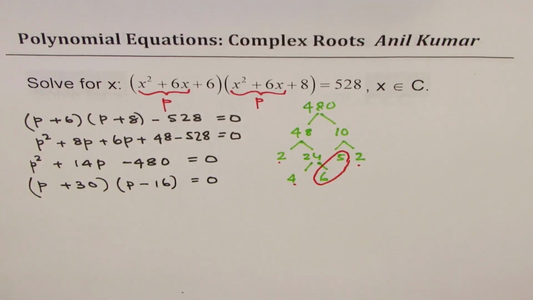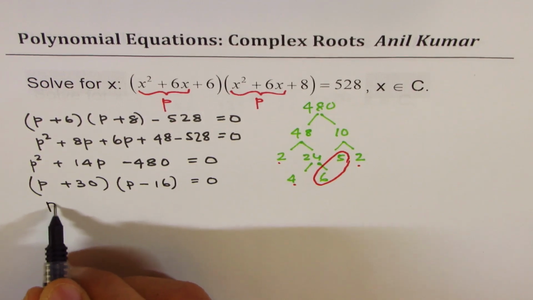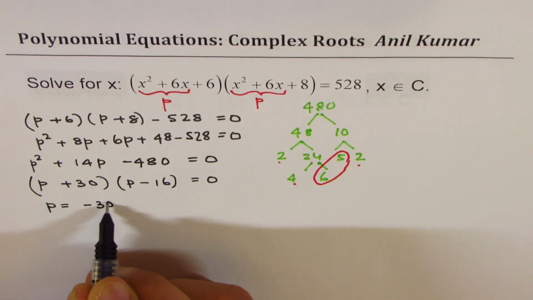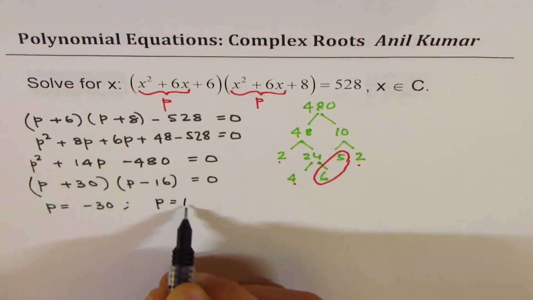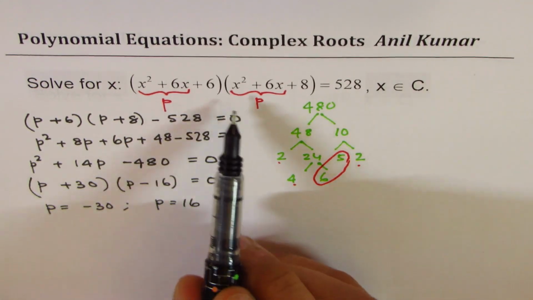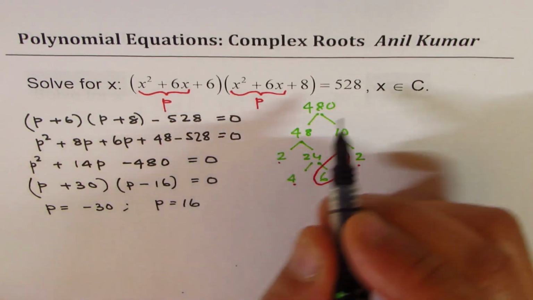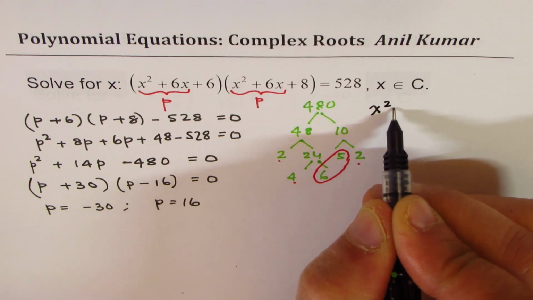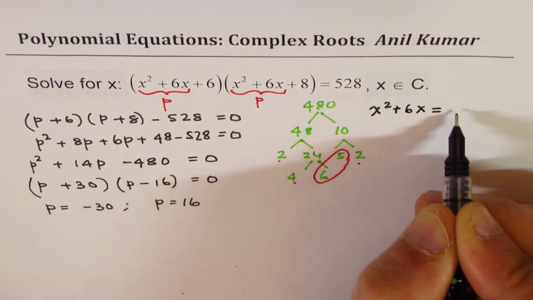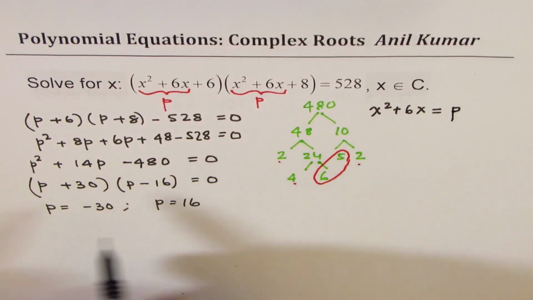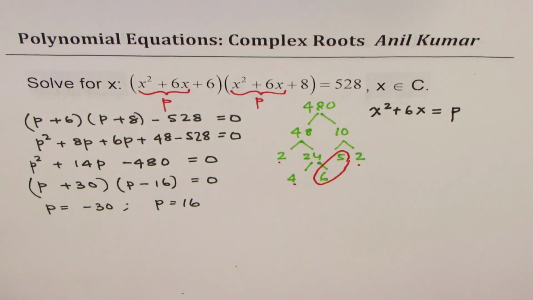So that's the equation. From here you get two solutions. One is p equals minus 30 and the other is p equals 16. We had done a substitution here, that is to say we wrote x squared plus 6x as equal to p. Now writing it back, we get two different equations to work with.